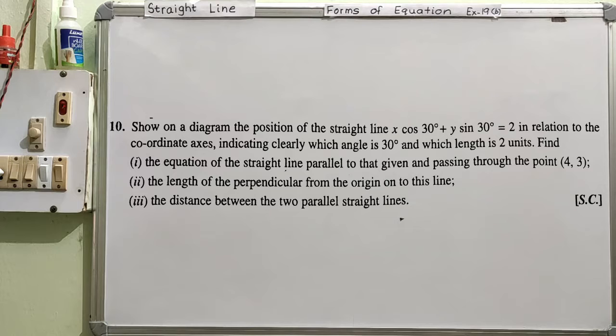And then after that, the sub parts of this question are: find the equation of the straight line parallel to the given one and passing through the point so and so. Then you have to find the length of the perpendicular from the origin on this line, and the third part is the distance between the two parallel straight lines. Is this very clear? So we are going to begin this question.